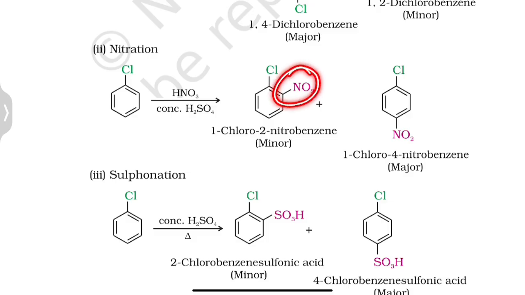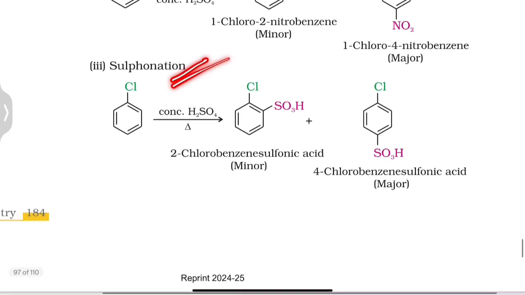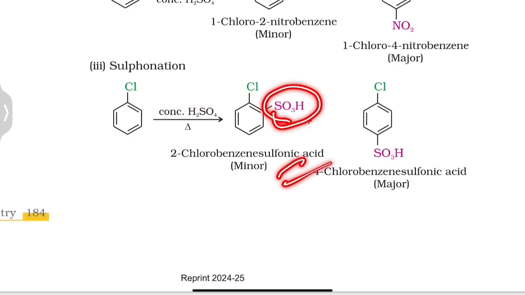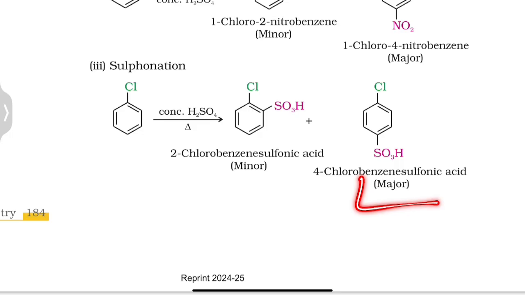So you will get the ortho product and the para product. The major one will be the para product. And then sulfonation. Sulfonation is treating with concentrated sulfuric acid. So here the electrophile which is formed is SO3H plus. This is the electrophile which is produced. So at the ortho position you will get one product and you will get the para product. The major one will always be the para product.